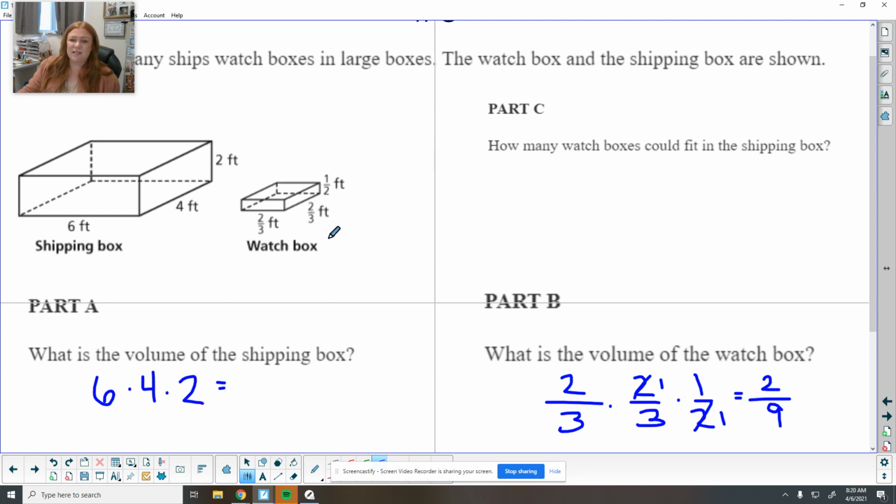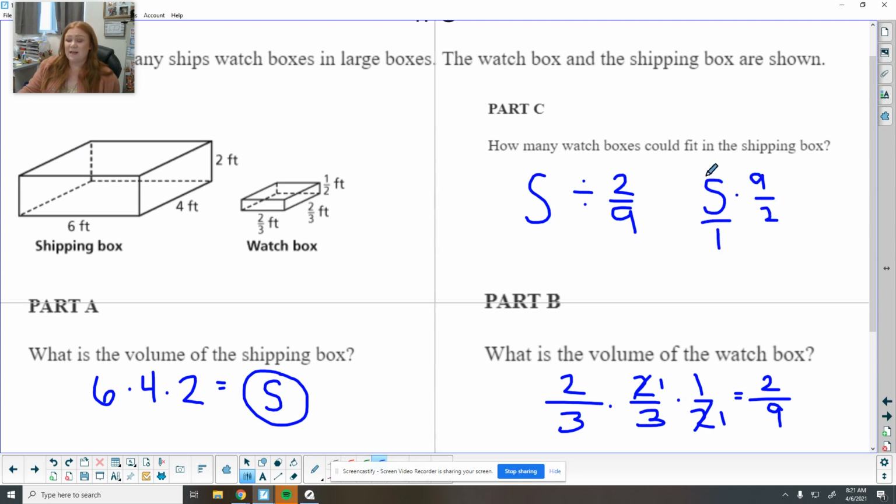So now it wants to know how many watch boxes can you fit in the shipping box. So you're going to take this answer here. I'm going to call that S for shipping box. You're going to do that part on your own. So shipping box, and we're wanting to divide by 2/9. So we're going to copy, dot, flop. Take your shipping box total, and if you need to put this over 1, do that. So whatever your shipping box is, times by 9, and then you'll cut it in half.